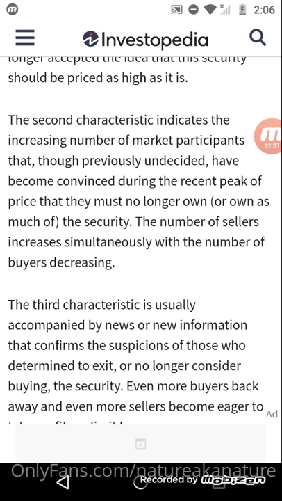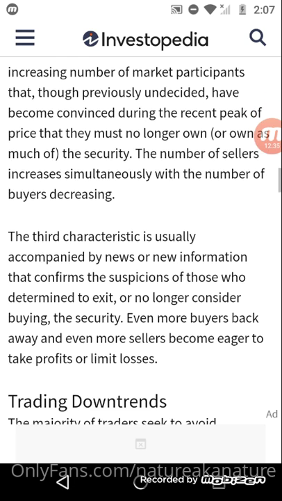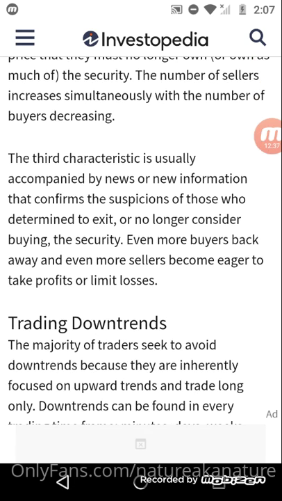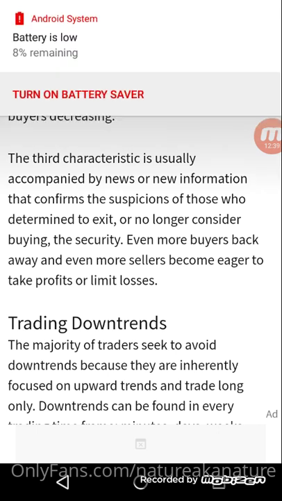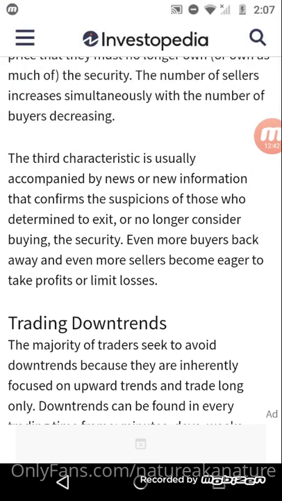The third characteristic is usually accompanied by new information from the news, or new information that confirms the suspicion of those who decide to exit or no longer consider buying the security. Even more buyers back away, and even more sellers become eager to take profits or cut losses.